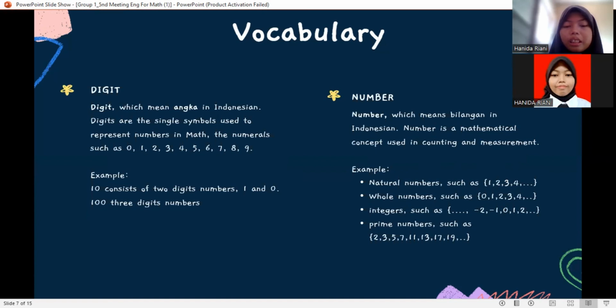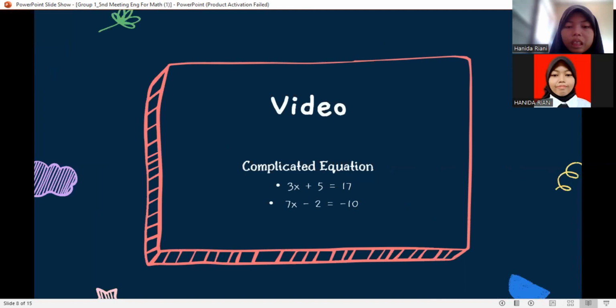Integers such as negative infinity, -2, -1, 0, 1, 2, and so on. Prime numbers such as 2, 3, 5, 7, 11, 13, 17, 19, and so on.